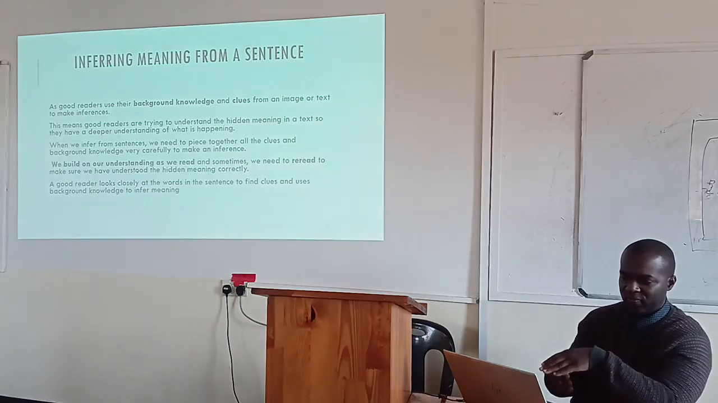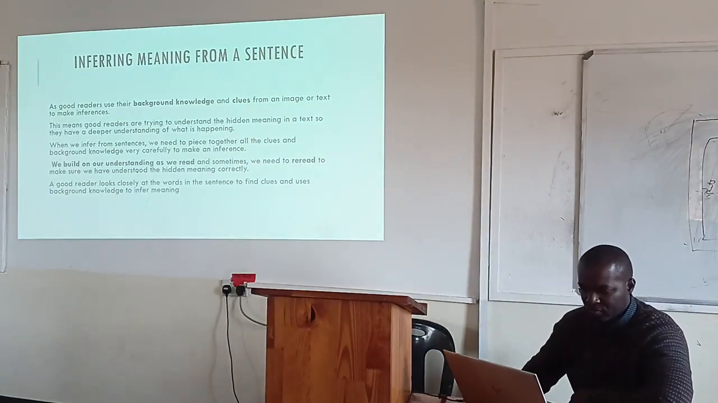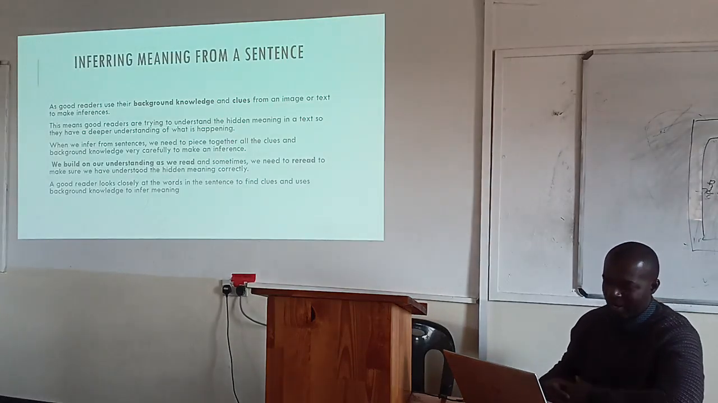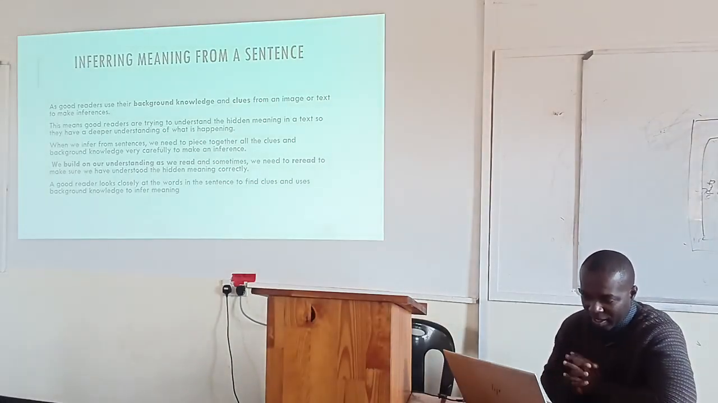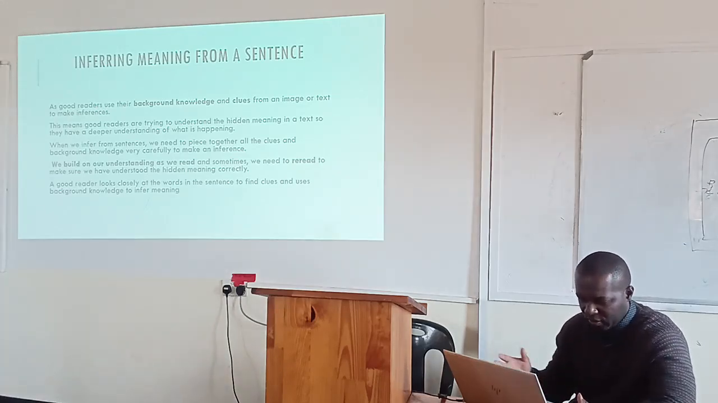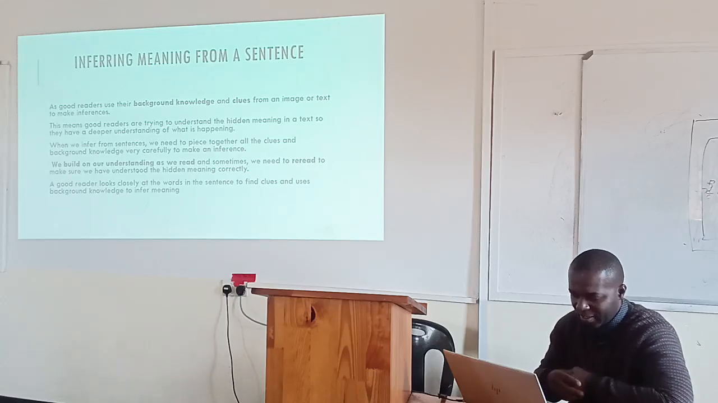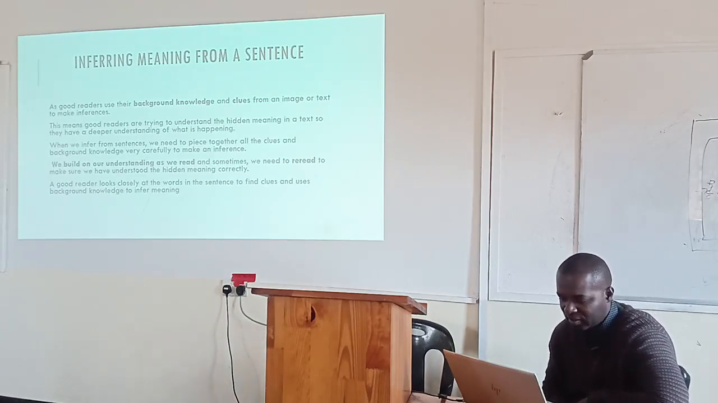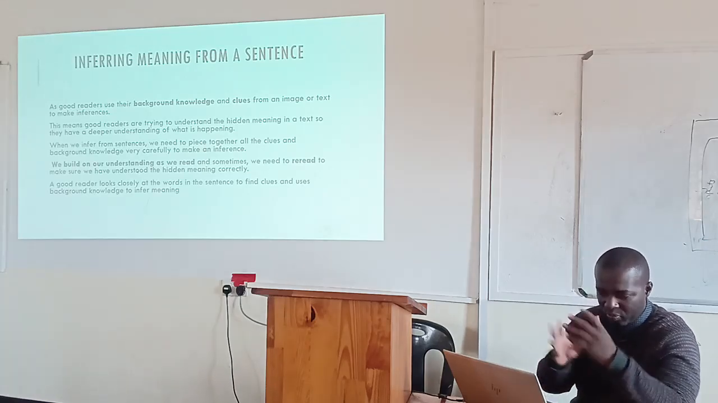Now, you can also make inference from a sentence, as we usually do. What you're trying to do here is the same thing. You are trying to understand the hidden meanings in the text so that you can have a deeper understanding of what's happening, right? You piece together the clues plus what you know. So you build your understanding as you read, because this is just text, and sometimes you need to reread, as I already said, to make sure that you have understood a particular point, right?